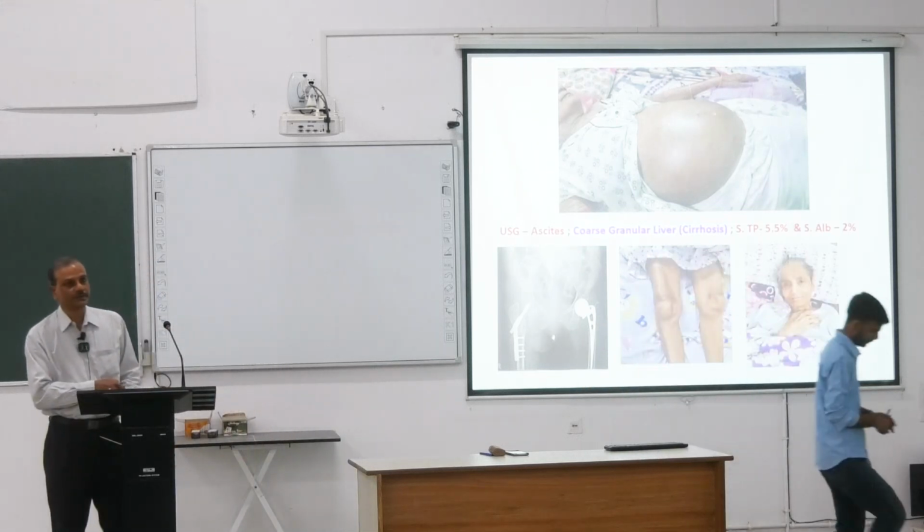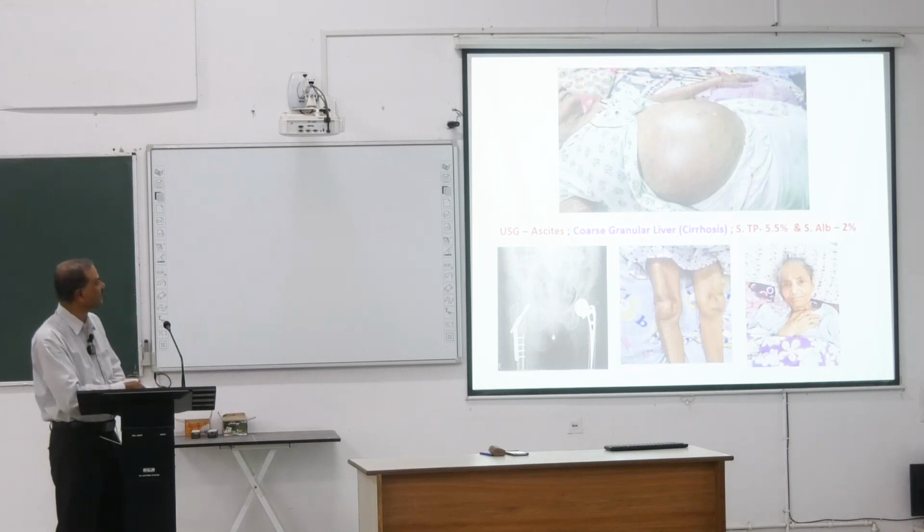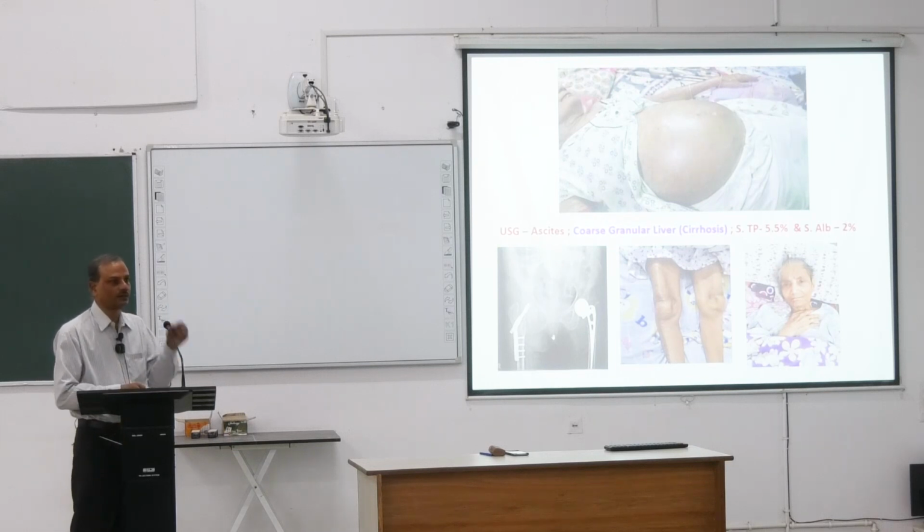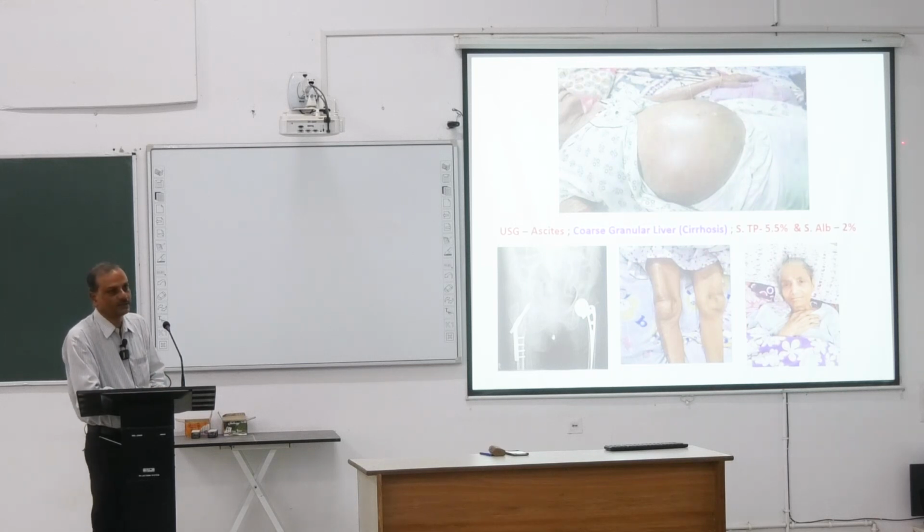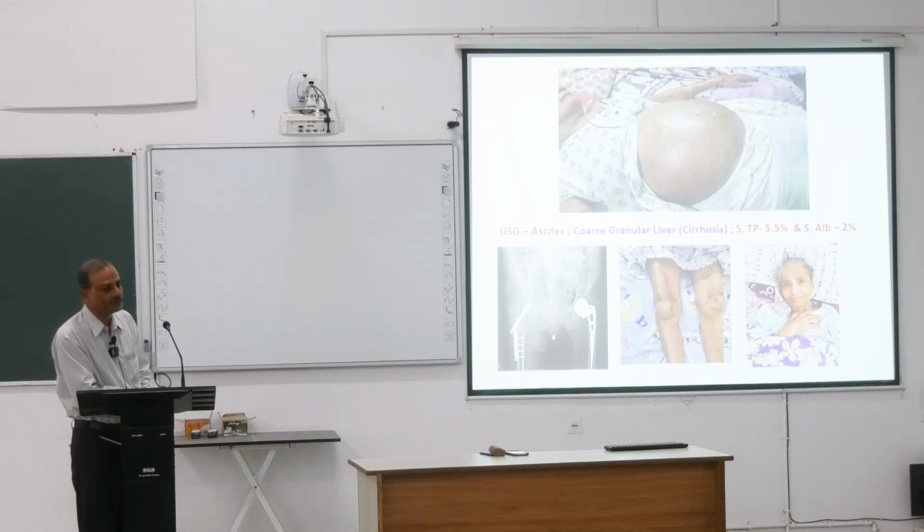So that was the picture. The abdomen was shining, and this picture was taken in the evening. And the next morning, I took her right to the ultrasonography room and got a USG done. And there is ascites. The amount of fluid will be about 5 liters. And the liver was coarse granular, and immediately I made a diagnosis of cirrhosis of liver.